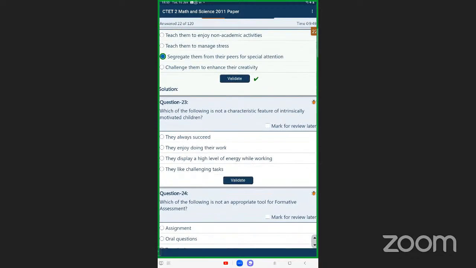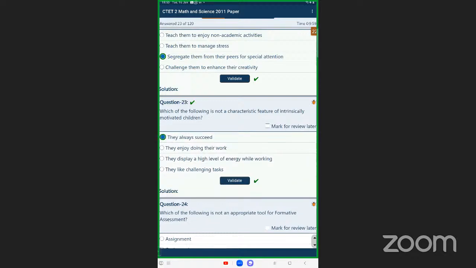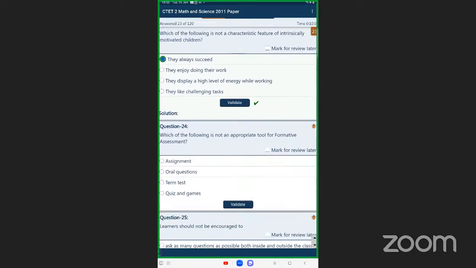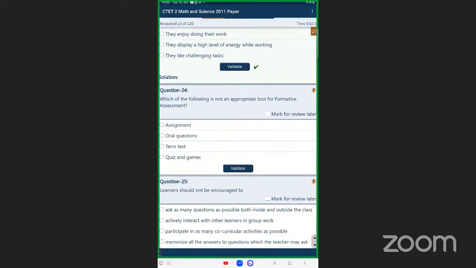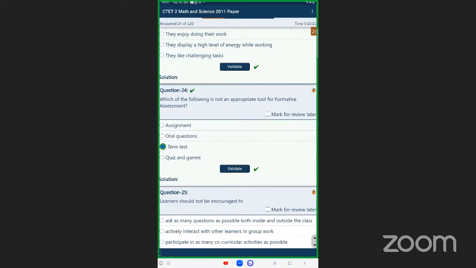Which of the following is not a characteristic feature of intrinsically motivated children? They always succeed. There is no guarantee that they always succeed, so it is not the correct one. Which of the following is not an appropriate tool for formative assessment, student? The term test is not the correct tool of formative assessment.